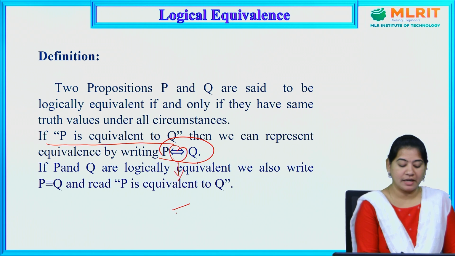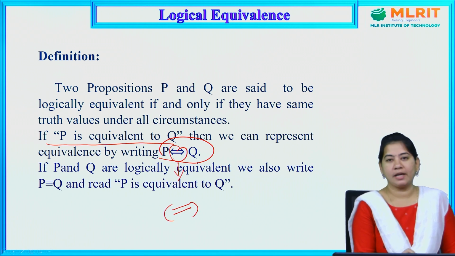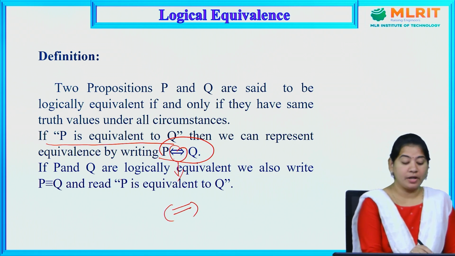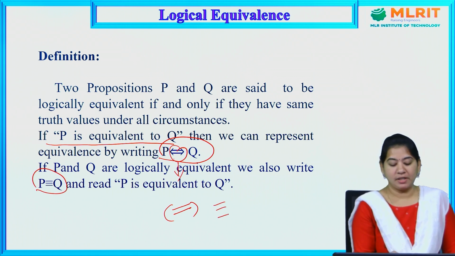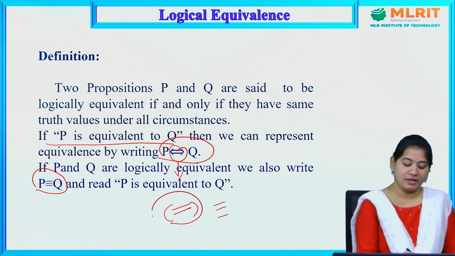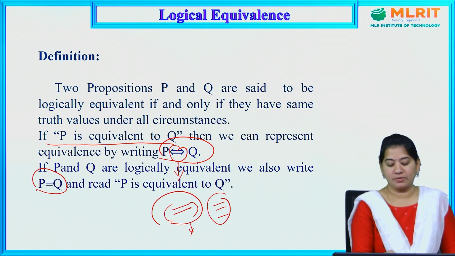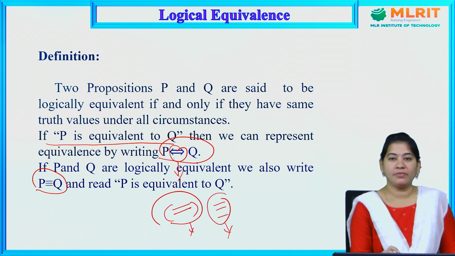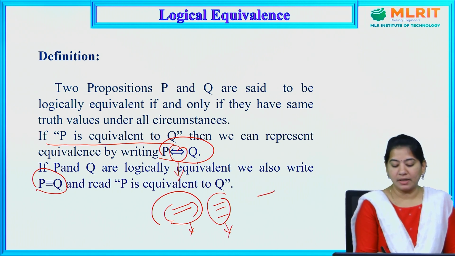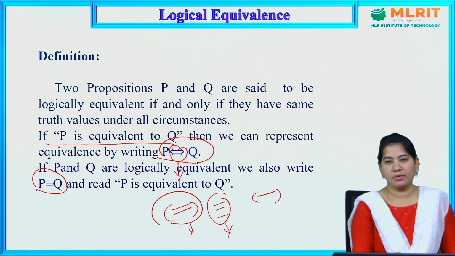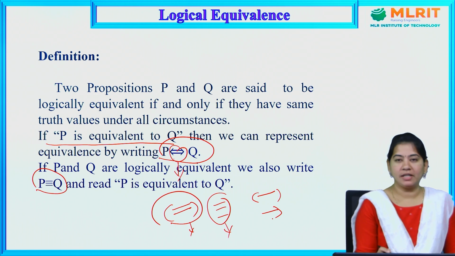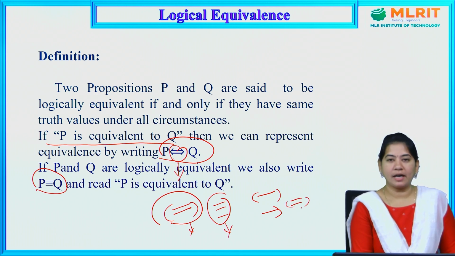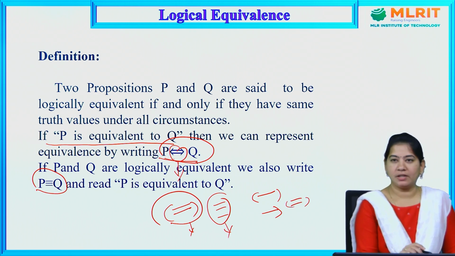Symbolically we will represent it with two lines and two side arrows. Whereas for logical equivalence we have another representation, that is three lines. So these are the two representations. In the previous session we have seen implication and biconditional. Biconditional, symbolically we can represent as one line, two arrows. Implication we represent with only one side arrow. But here logical equivalence is two lines and two side arrows. So this is a representation of logical equivalence.